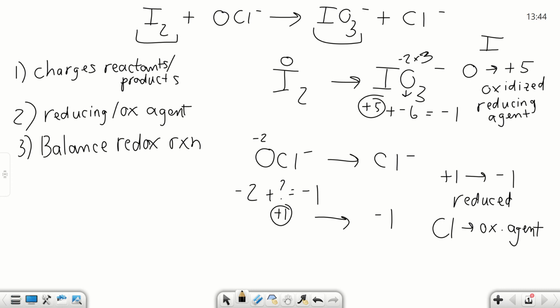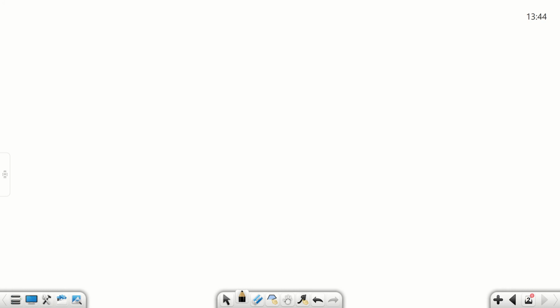All right, so let's move on. Let's go with this. I'm going to rewrite the reaction. I2 plus OCl minus produces IO3 minus plus Cl minus. And you can clearly see this is not a balanced equation, and we got to figure out what to do with it.